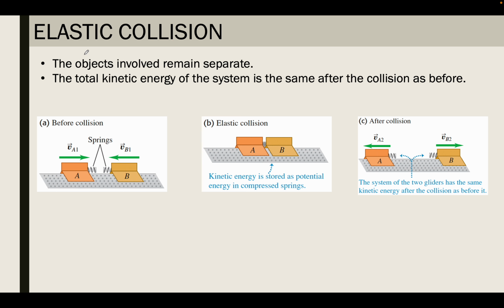So in elastic collision, the objects involved remain separate. So the total kinetic energy of the system is the same after the collision as before. So a perfect example for an elastic collision is the billiard ball. So after they collided, kung unsa ang ilang shape, unsa ilang form before the collision and after the collision, they are still the same.